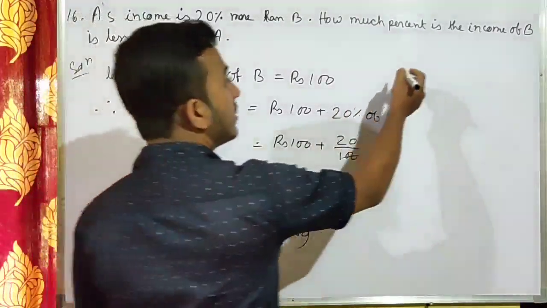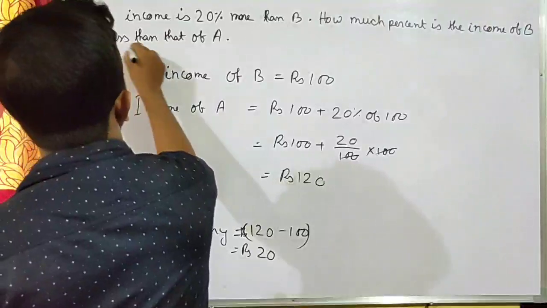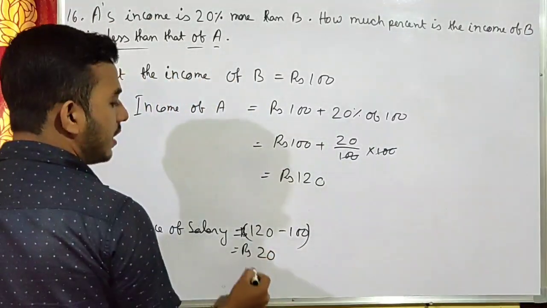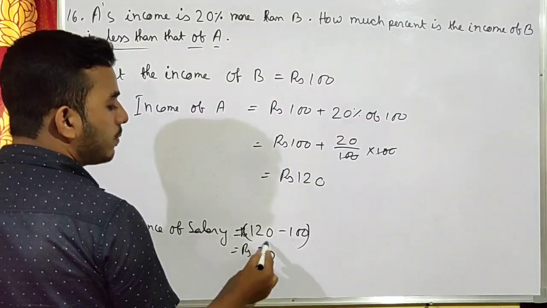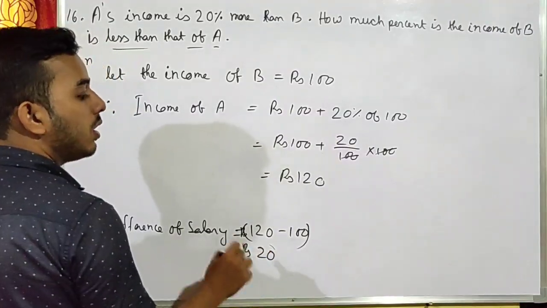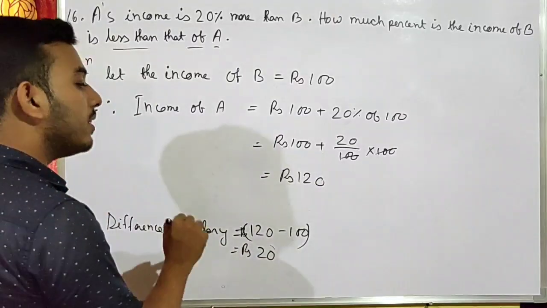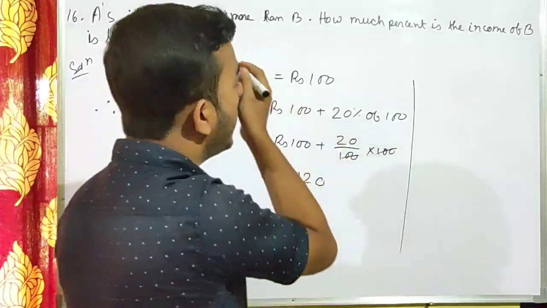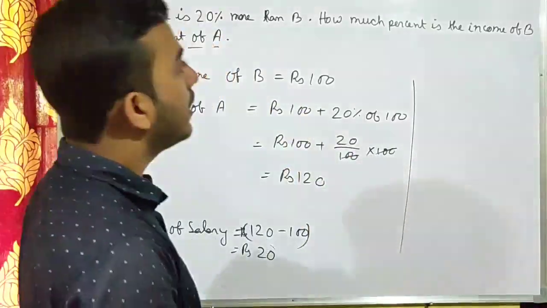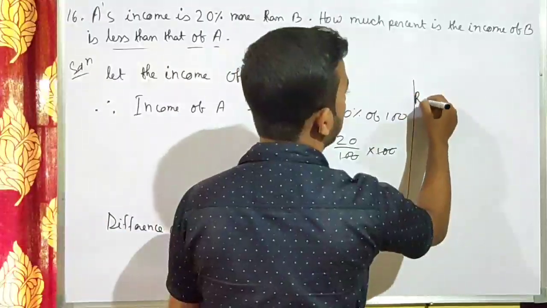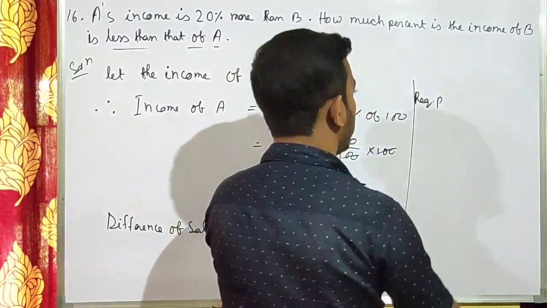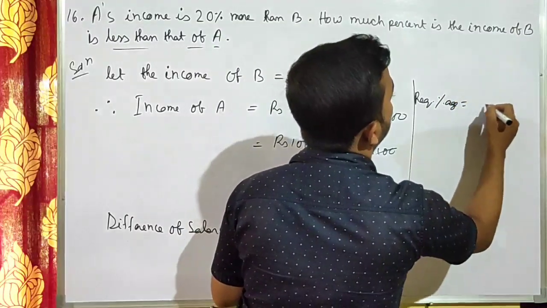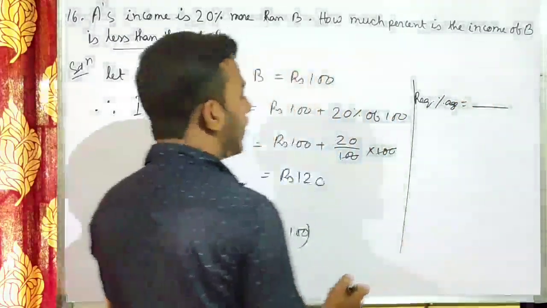Look, by how much percent is the income of B less than that of A? How much income is B less by? 20 rupees. Now we have to convert this rupees 20 into percentage. So the required percentage, or reduced percentage, you can write anything, will be what?